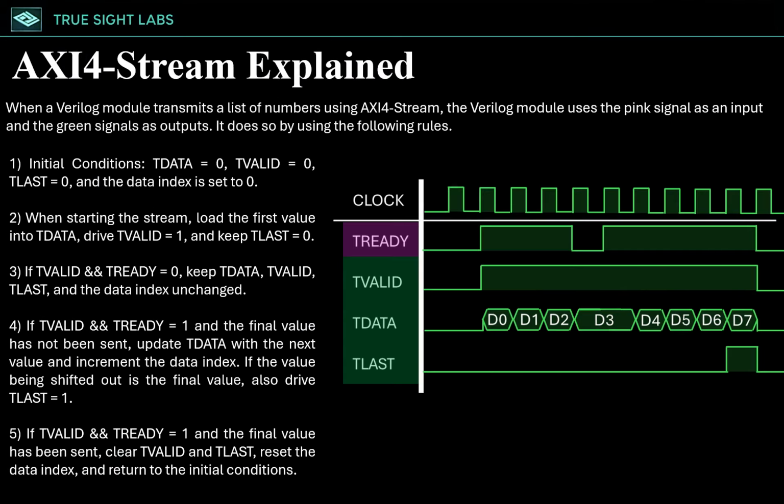When a Verilog module transmits a list of numbers using AXI4-Stream, the Verilog module uses the pink signal as an input and the green signals as outputs. It does so by using the following rules. First, the initial conditions must be set where the outputs are all 0. Second, when a transmission begins, the T-data output is updated with the first value to be sent, and the T-valid output is driven high. Third, if T-valid and T-ready are not both high, then the outputs remain constant.